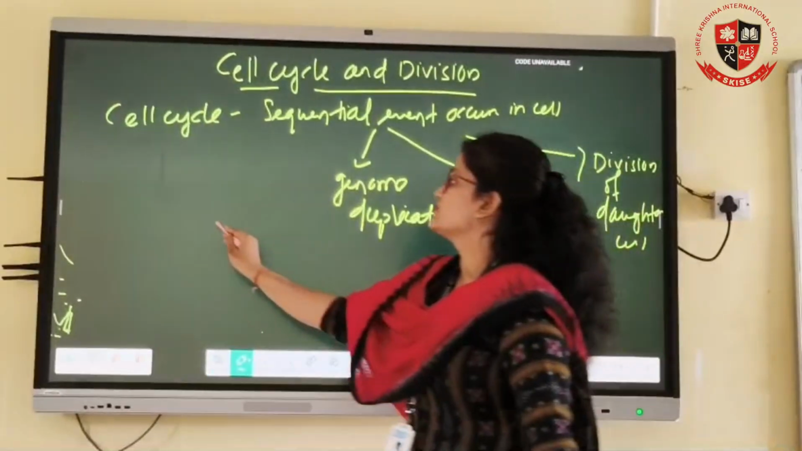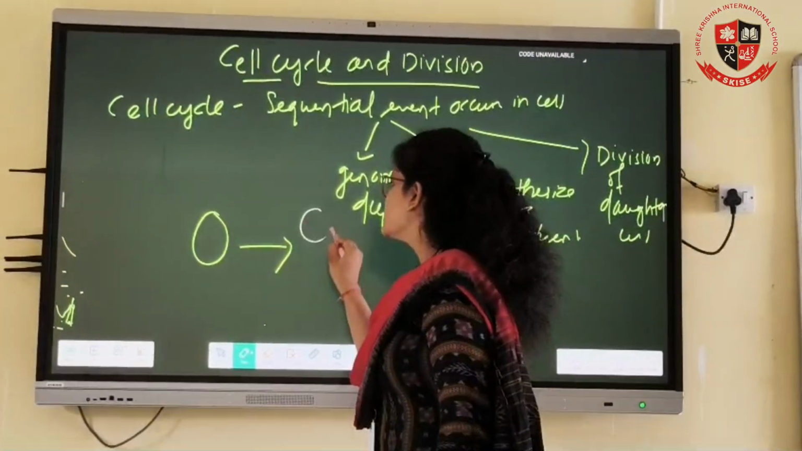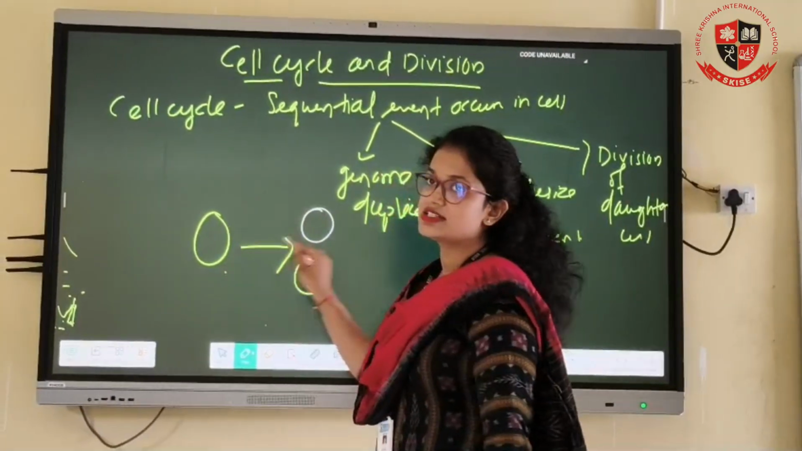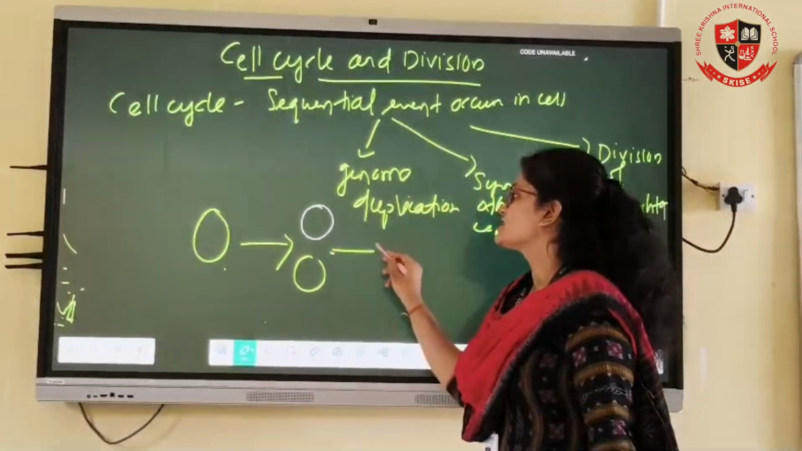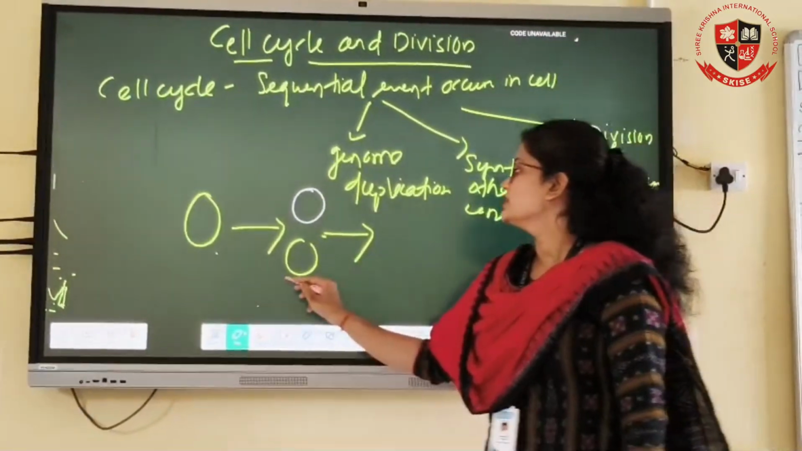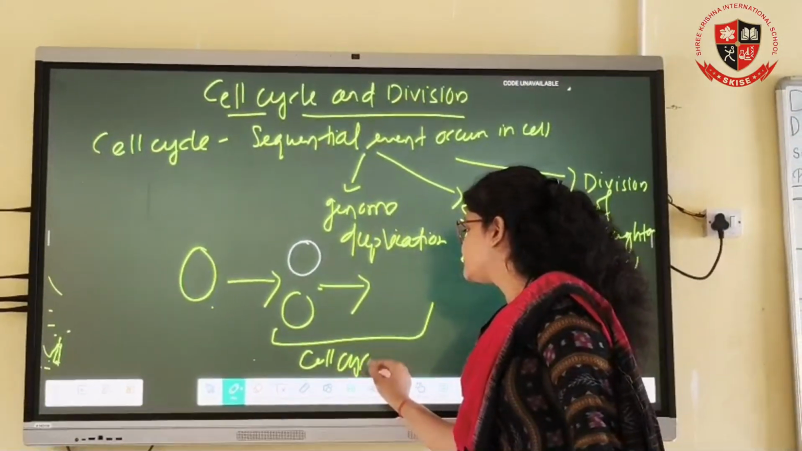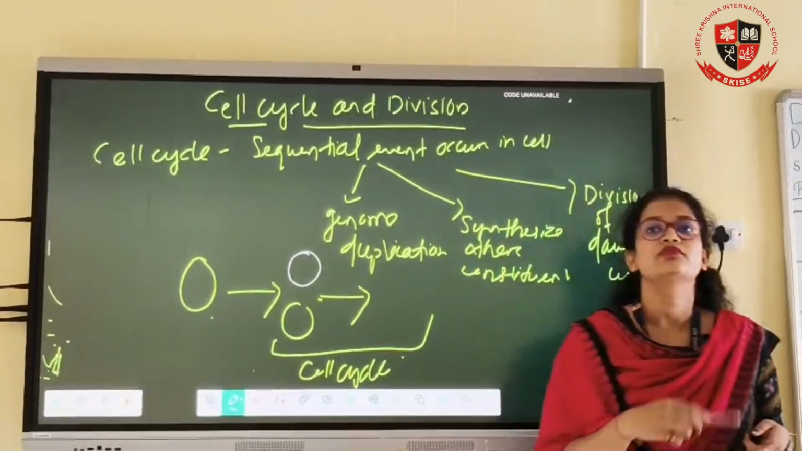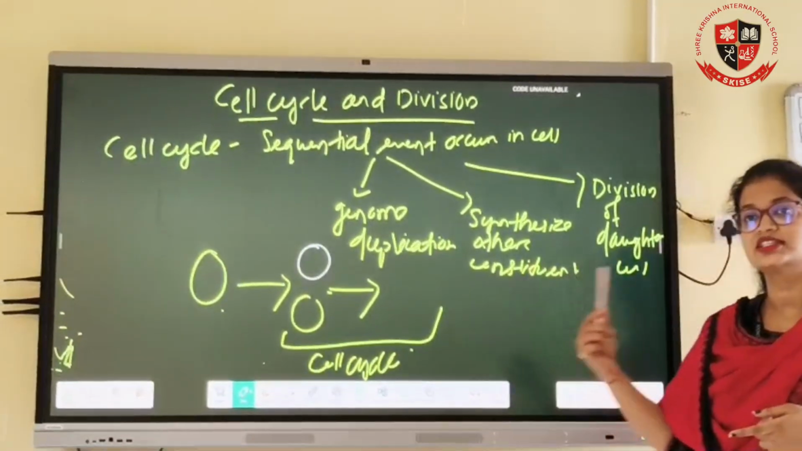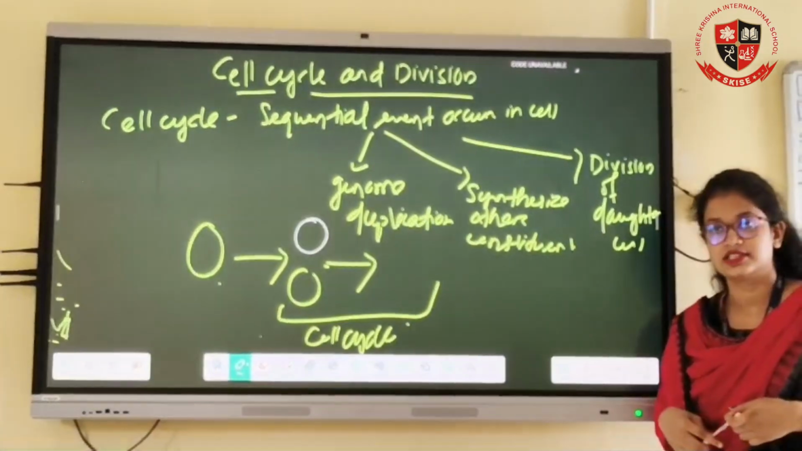When one cell is divided, it forms two cells, two daughter cells. The parent cell is divided to form two daughter cells. Next, the two daughter cells are divided to form four daughter cells. That further division is called the cell cycle. What is the cell cycle? When one cell is divided to two cells, then two cells are divided to four cells. That is called the cell cycle.